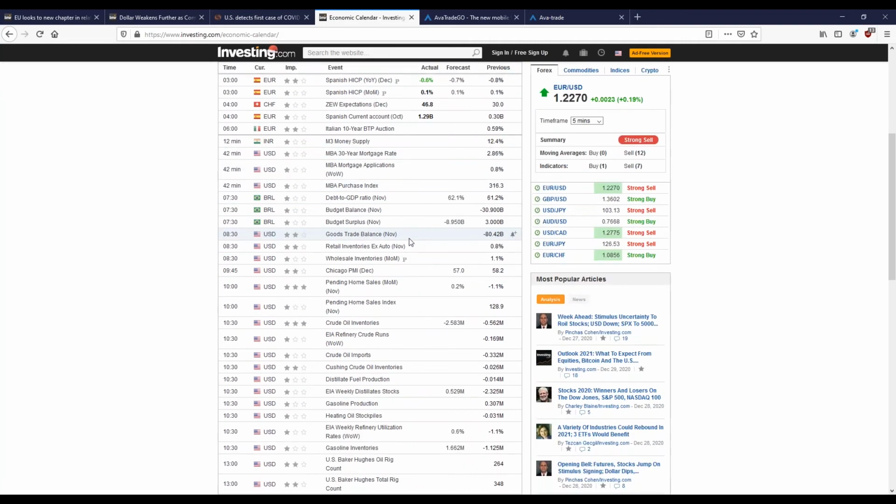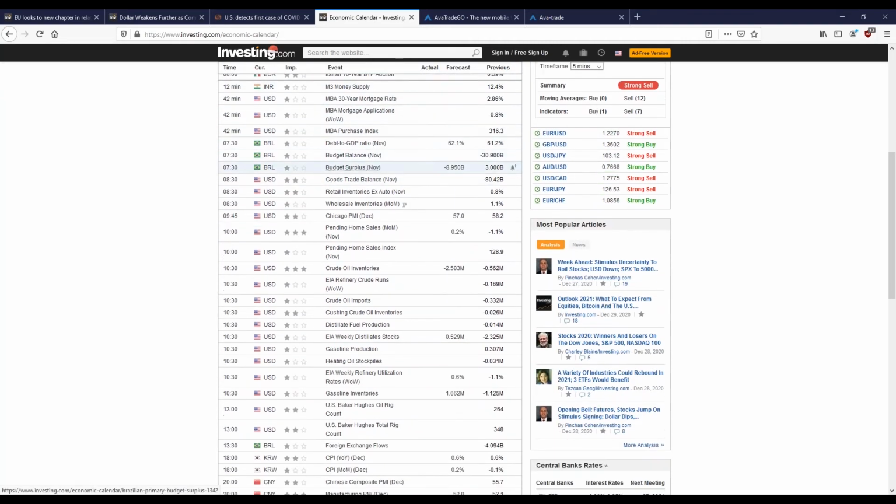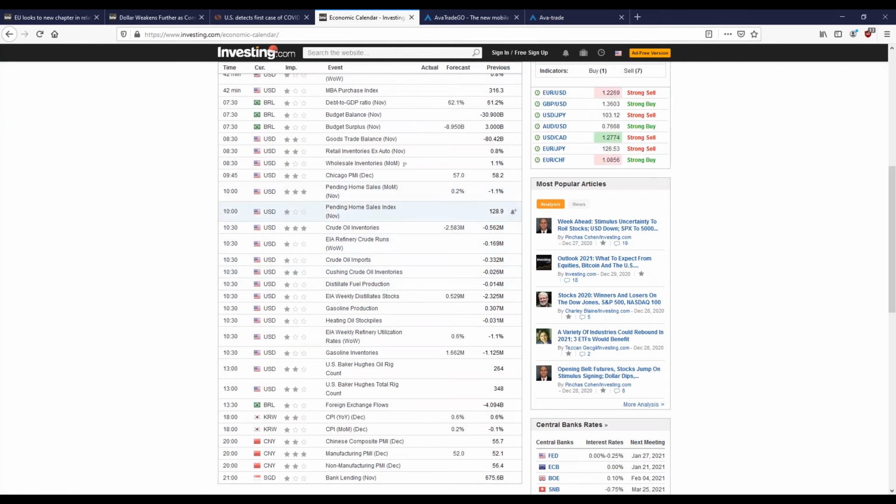And we've got some announcements coming out of the US soon: mortgage numbers, housing numbers, etc., and some oil inventories. So a lot of potential for large movement today, especially if these numbers disappoint. You could see a huge pullback in the market.